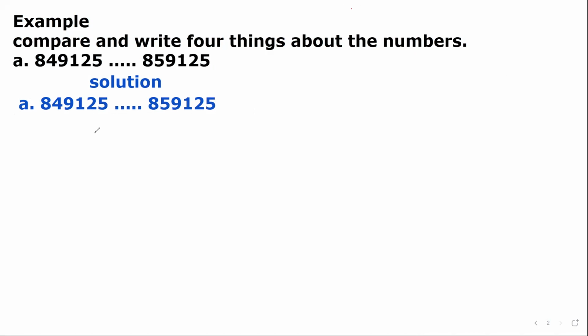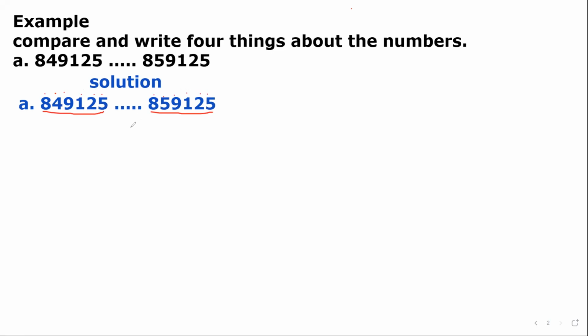Now with the comparison, the first thing that we have to do is to count all the number of digits from one side, and then you count the number of digits from the other side. The number of digits from this side is 1, 2, 3, 4, 5, 6. Then you count the number of digits from the other side here. 1, 2, 3, 4, 5, 6.